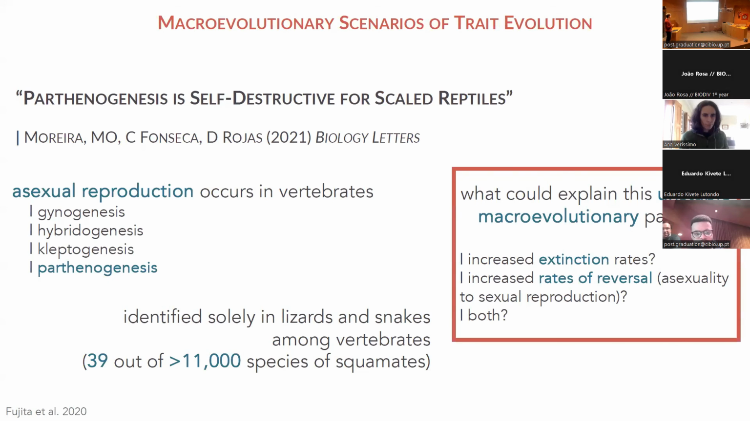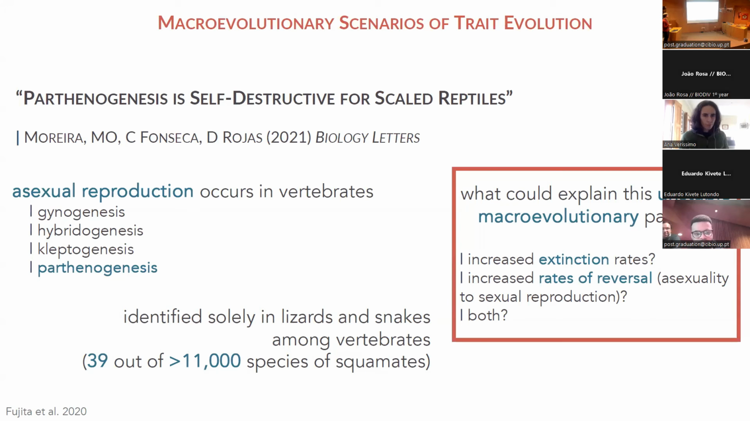And this is because, going back, asexual reproduction, although it occurs in vertebrates, there are 4 groups of asexual reproduction. And what distinguishes parthenogenesis from these other 3 is that it does not require male fertilization for egg formation, and it is only identified solely in lizards and snakes among vertebrates, where you can find other types of asexual reproduction also in amphibians and fish.